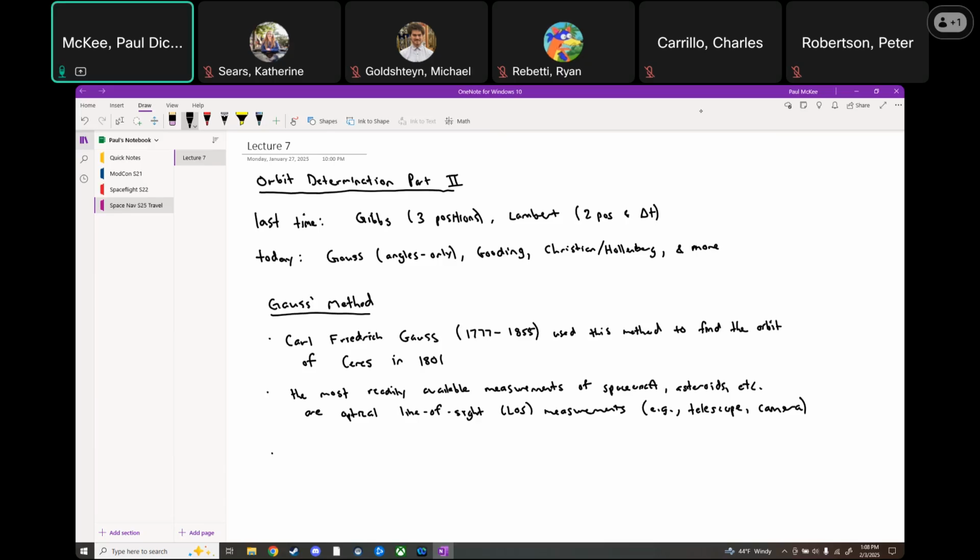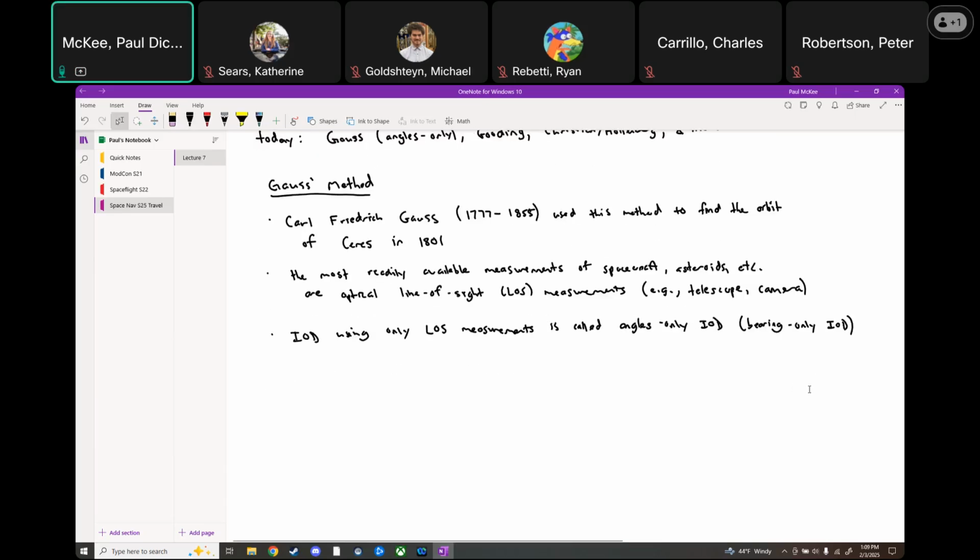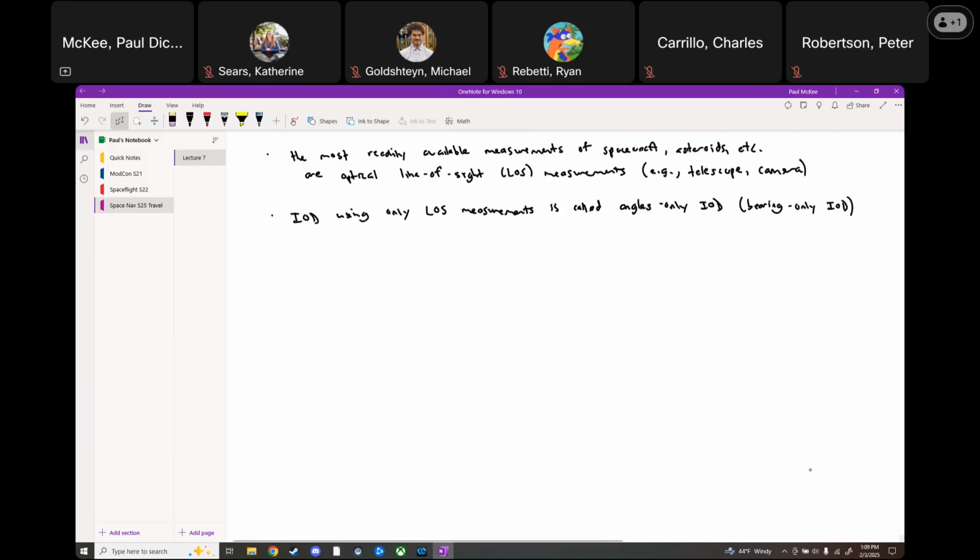And you might be shocked to find that initial orbit determination using only line of sight measurements is called angles only IOD. Sometimes you'll hear this called bearing only IOD. Same idea. And this is really where the meat is, because in most orbit determination problems, you only have these line of sight measurements. So let's do a quick diagram here.